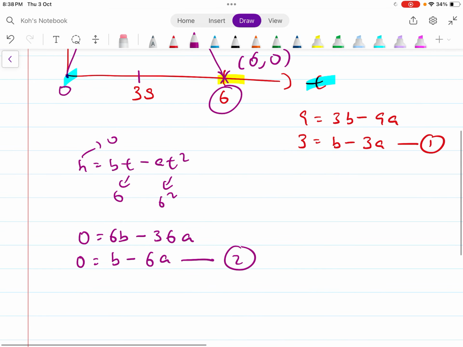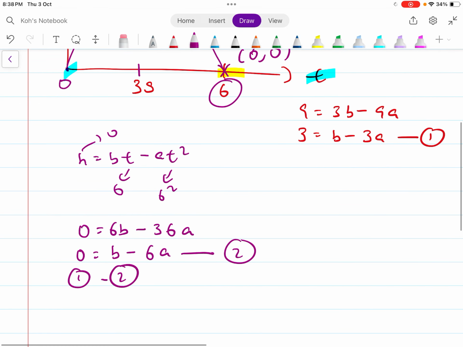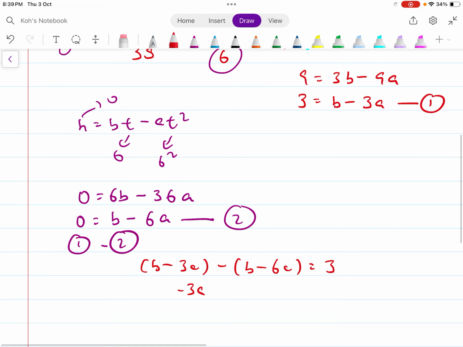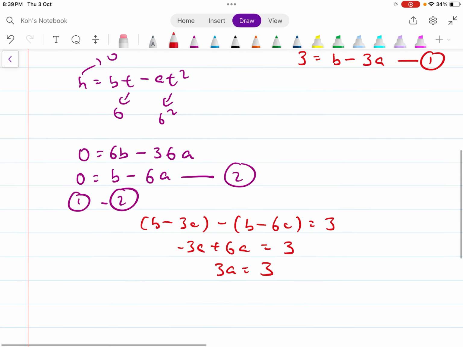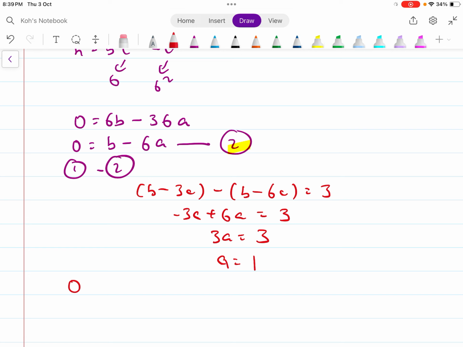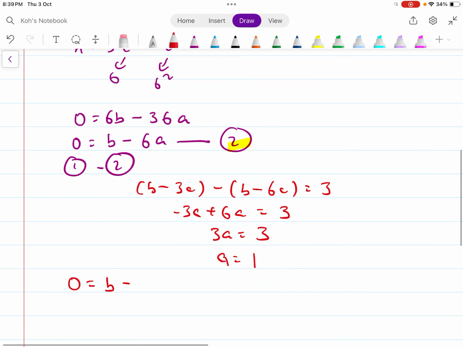Of course, you can simply use the first equation minus the second equation. This gives you b minus 3a minus b minus 6a, and 3 minus 0 is 3. So this gives you minus 3a plus 6a, which is 3. So 3a is equal to 3, a is equal to 1. So I showed this already. With this, I need to find my b. I sub a equal to 1 into equation number 2, so b is equal to 6 times 1, which is 6. So b is equal to 6. Shown already. So that is the first part of this question.